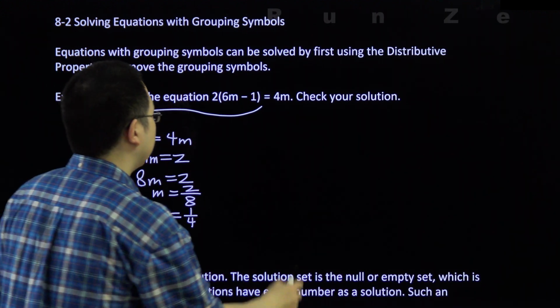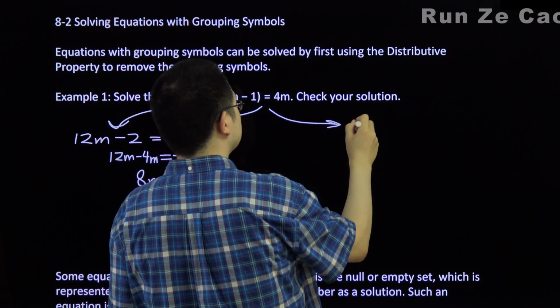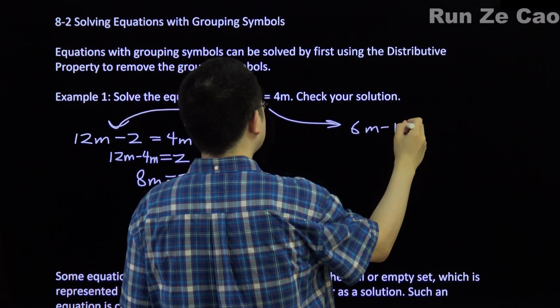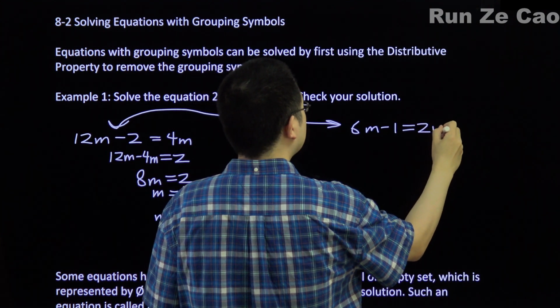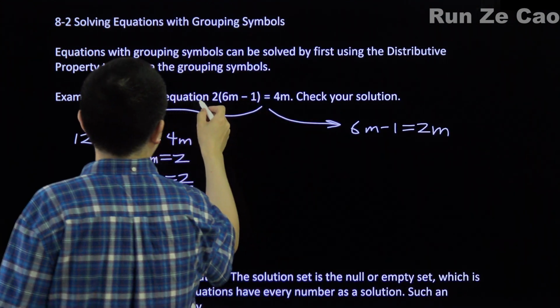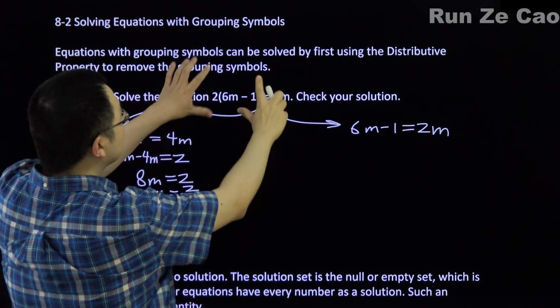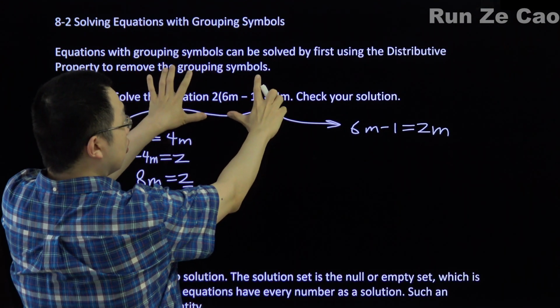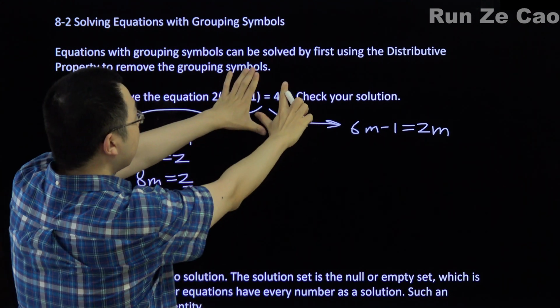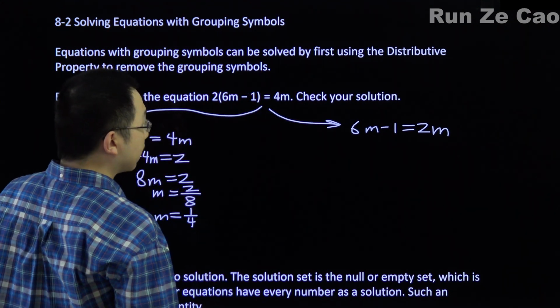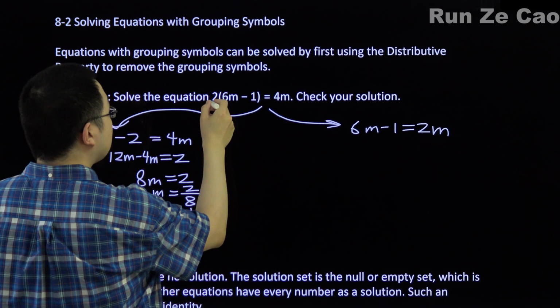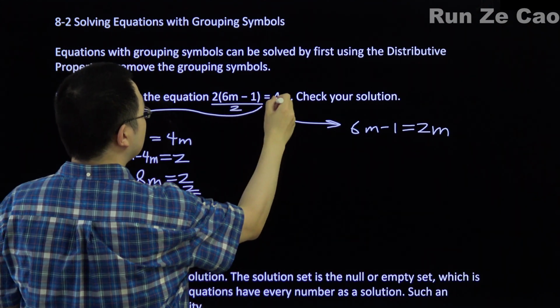Okay, what's the other choice? The other choice is that you go 6m minus 1 is equal to 2m. In other words, you divide both sides by 2, because this side is 6m minus 1 times 2. Whereas the other side is, oh, it's divisible by 2? Wonderful, let's divide both sides by 2.